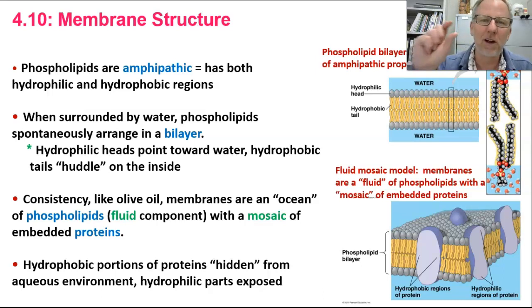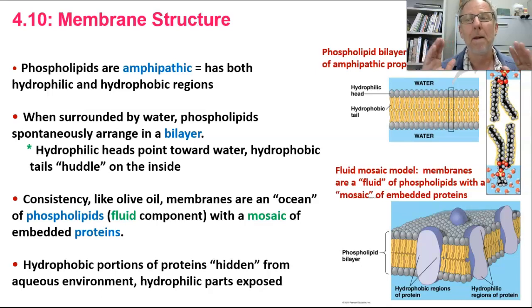We're using that little phospholipid symbol. And you can see that they're arranged in a bilayer. There's 2 layers of phospholipids. So cell membranes are made of a phospholipid bilayer, 2 layers.